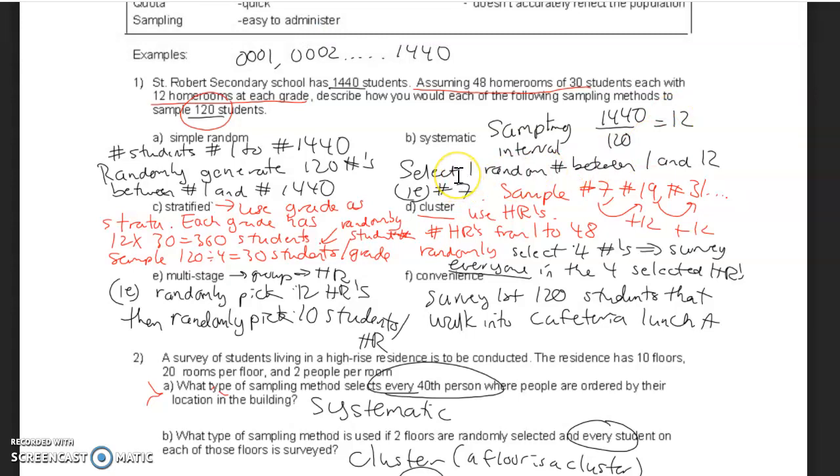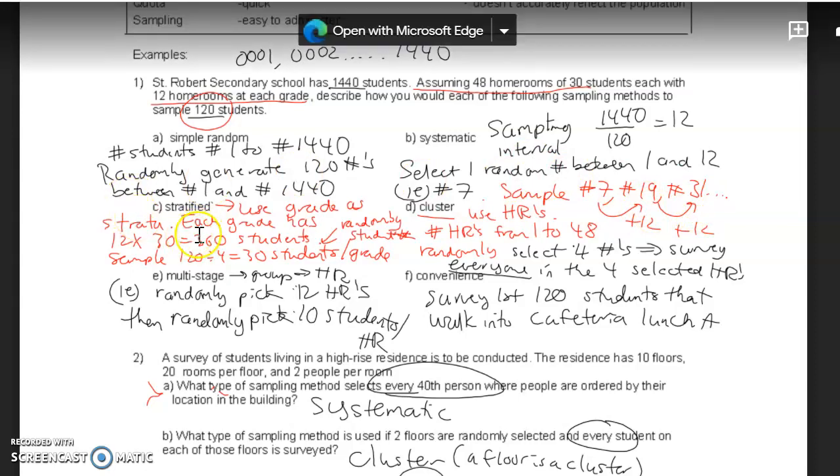Now, we have to have a random start though. Oh, by the way, you have to number them from 1 to 1440 also. Then you need a random start. So you randomly select a number between 1 and 12. Let's say you got 7. And then you would sample the 7th person, the 7th student number, the 19th student number, the 31st, etc. That's just one way.